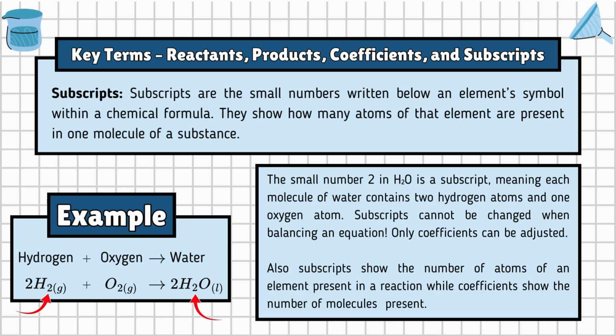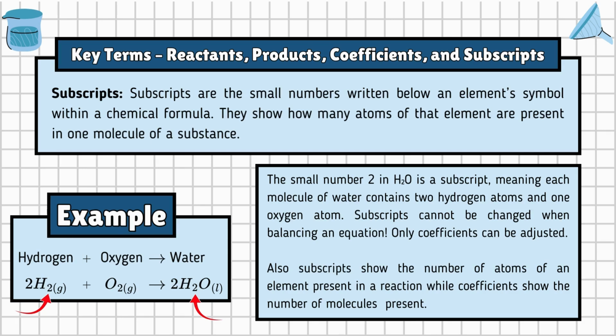Why? It means that each molecule of water contains 2 hydrogen atoms and one oxygen atom. Subscripts cannot be changed when balancing an equation, only coefficients can be changed. So a coefficient tells you the number of molecules, while a subscript tells you the number of atoms that are present. Also, a subscript shows the number of atoms of an element present in a reaction, while a coefficient shows the number of molecules that are present. I hope that is clear.